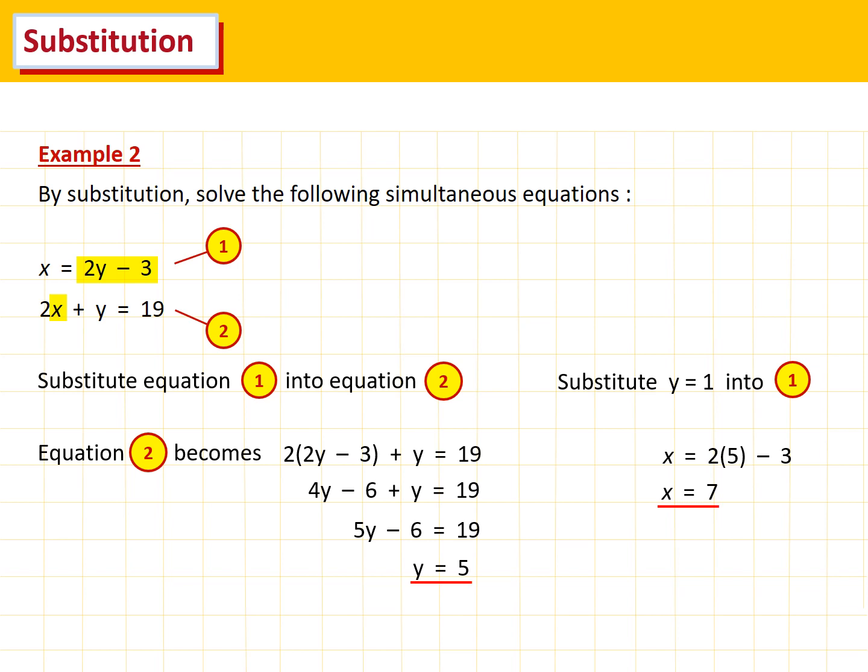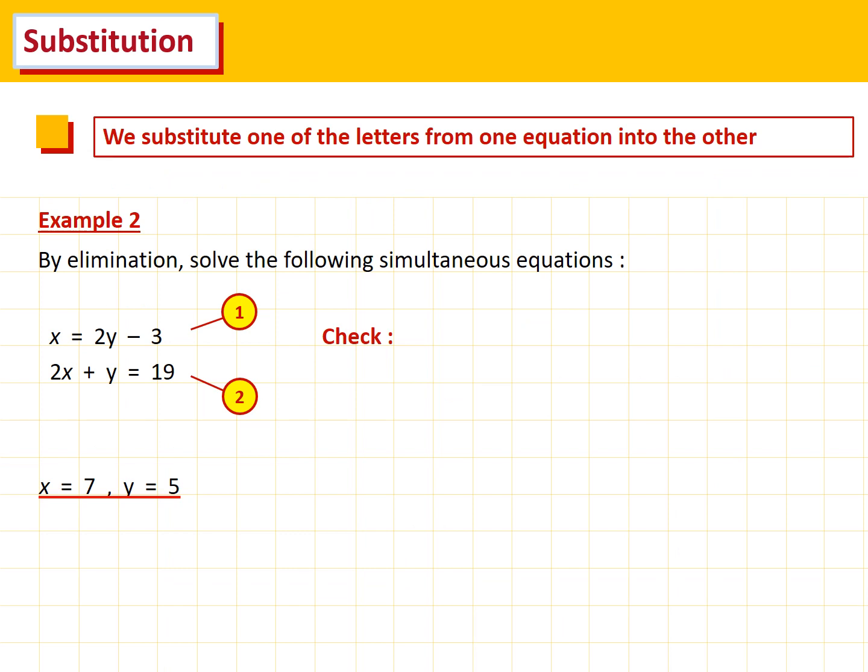Again, we only think these are the answers, but let's check. And we check by substituting x equals 7 and y equals 5 into both equations. When we substitute into equation 1, 7 equals 2 lots of 5 subtract 3. Is that right? Yes, it is. And in equation 2, 2 lots of 7 plus 5 equals 19. Is that right? Yes, it is. We've got the right answer.